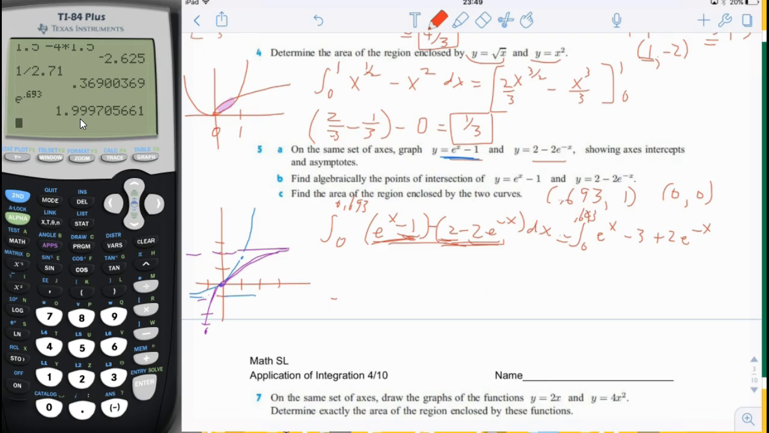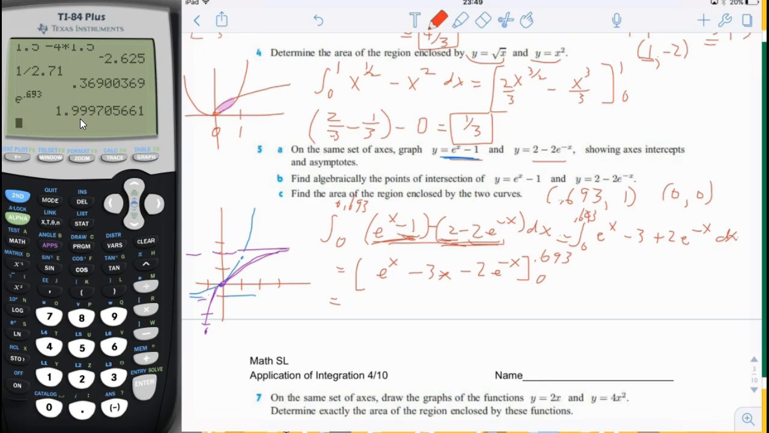And we are going to find the integral of this expression. So it's going to be e to the x. The integral of e to the x is e to the x. The integral of negative 3 is negative 3x. The integral of 2e to the negative x is just negative 2e to the negative x. And we're going to integrate from 0 to 0.693. And we are going to put 0.693 in here.